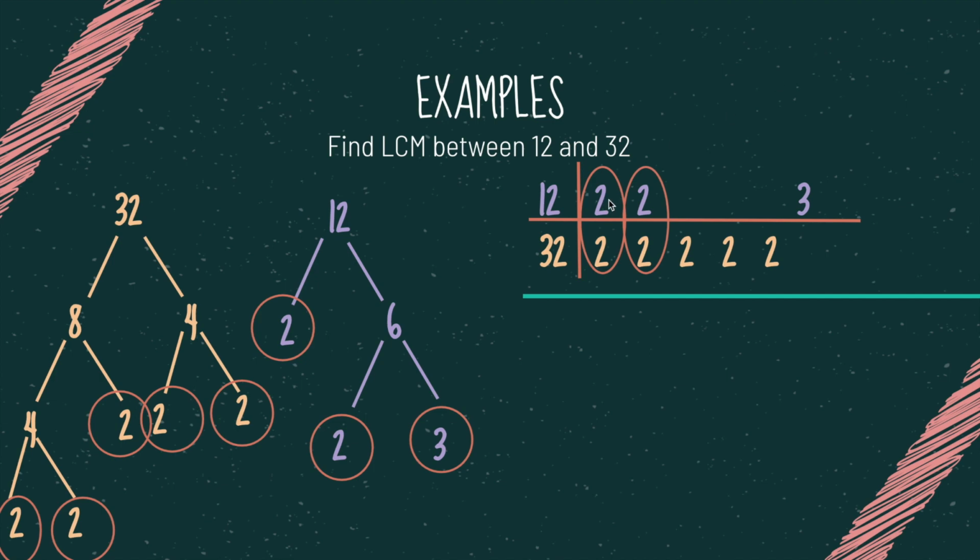Since these are similar, we just bring down one 2. And since these are similar, we bring down one 2. And we bring down these 2's as well, and the 3. We multiply them together to get 96. This means that 96 is the lowest common multiple between 32 and 12.